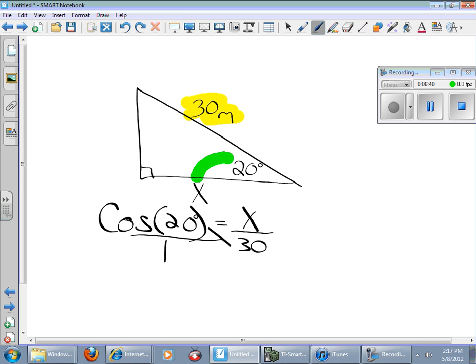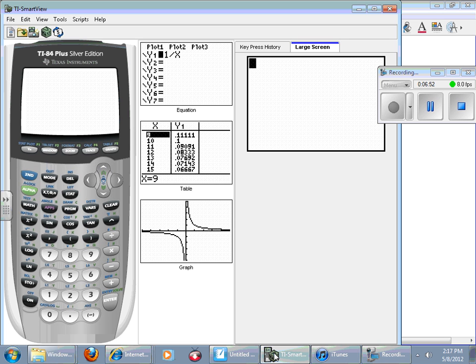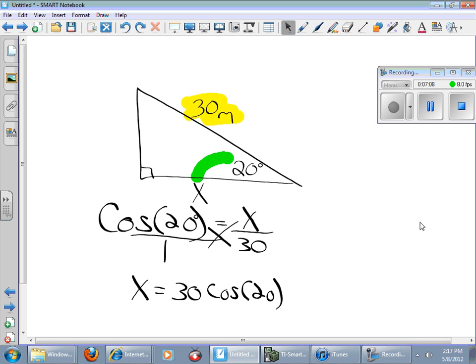Put that over 1, and I'll cross multiply. 1 times x is x. 30 times the cosine of 20 degrees. And at this point, I can go to my calculator. You want to make sure that you're always in degree mode. And so it's 30, the cosine of 20. And there you go. It's about 28 and 19 hundredths. So x would equal 28.19. All right, it's that simple.